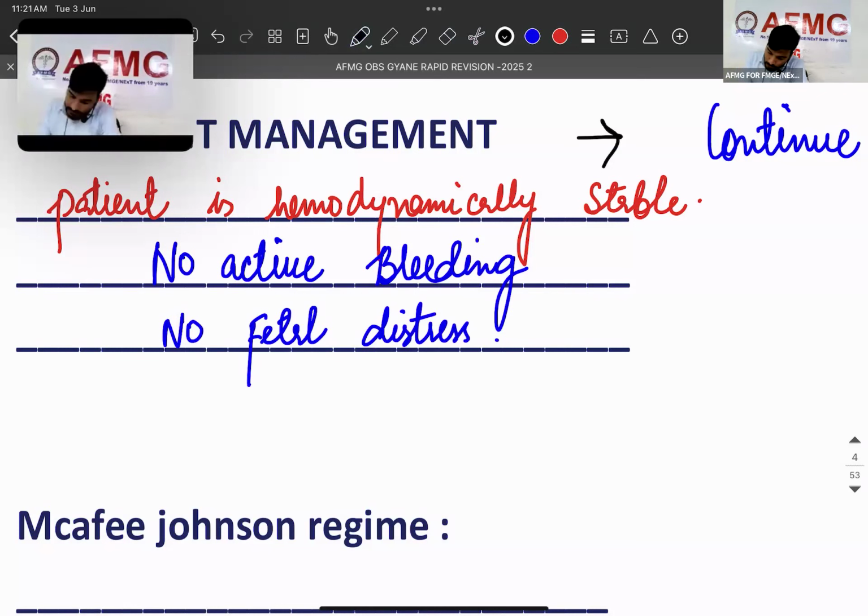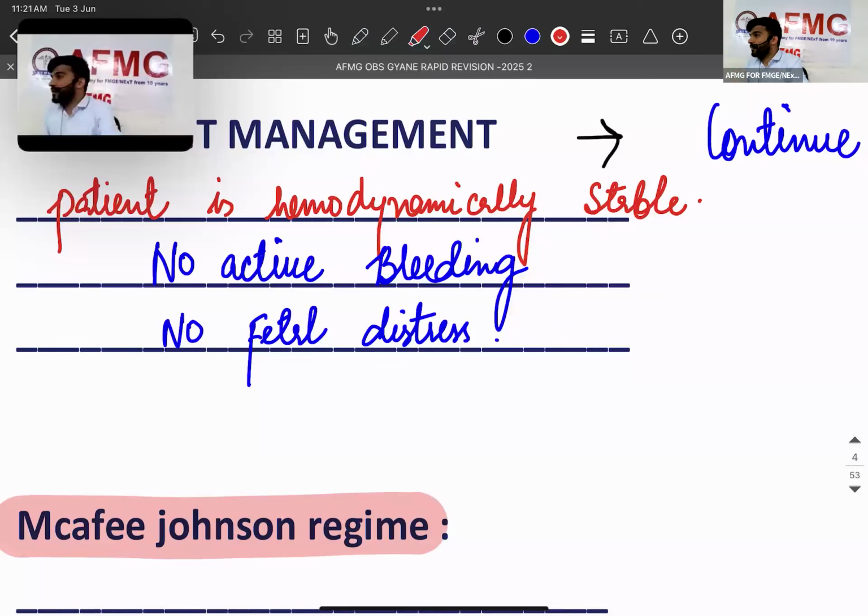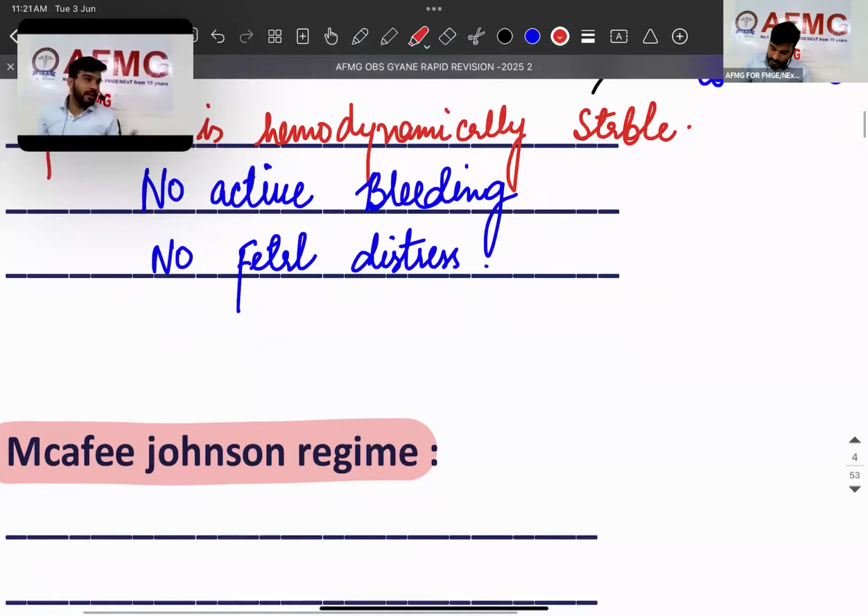And the regime that we follow is called the McAfee-Johnson regime. Now, in the options where I have mentioned admit the patient and initiate corticosteroid therapy, I can also write this McAfee-Johnson regime. What was the McAfee-Johnson regime? Admit the patient, give steroids. If Rh negative, give anti-D and arrange the blood. Is that clear?